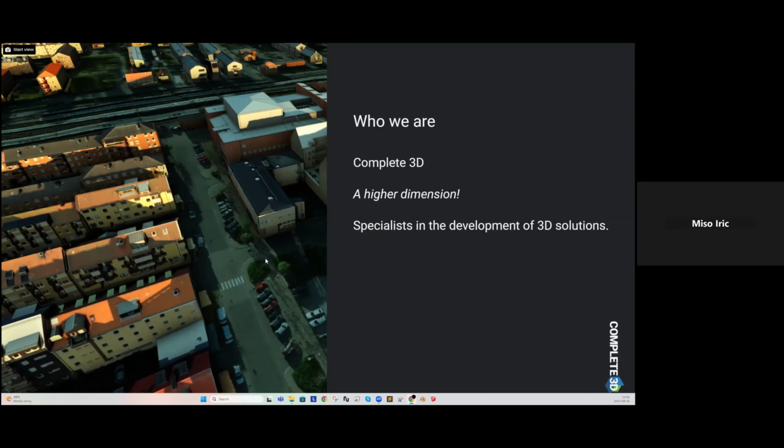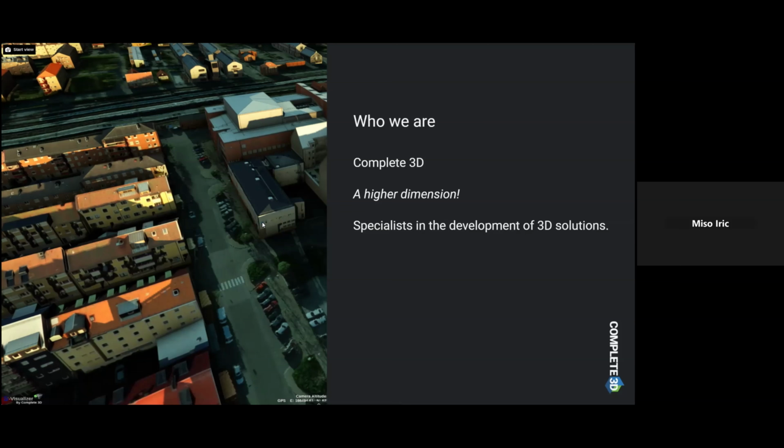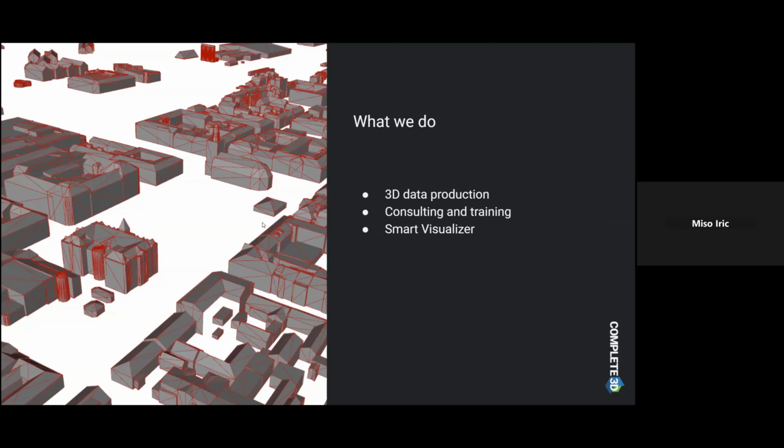What we do, we produce 3D data, usually 3D city models, but also different types of data, 3D assets for 3D visualization. We are also doing consulting about 3D and training in different software for photogrammetry, for example, GIS, 3D modeling, 3D visualization, and the Smart Visualizer platform that we have developed for 3D visualization and 3D data management, usually in city planning, but also in different types of projects that need 3D data for visualization and work with 3D data.